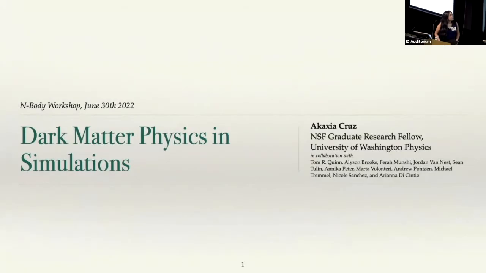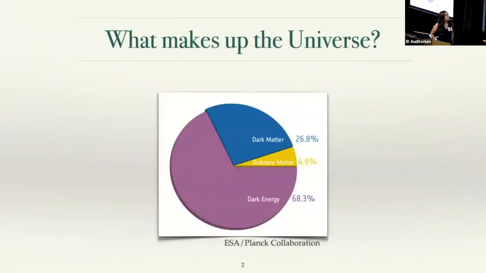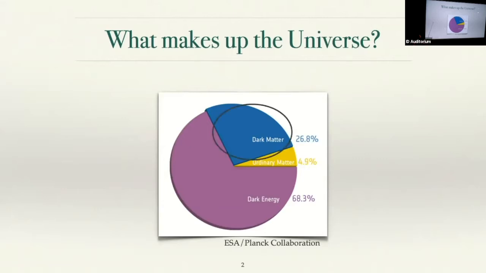So I'm going to be talking about dark matter physics in simulations. I'm going to start with the question of what makes up the universe. I know that you all have seen this figure before from Planck. All of the talks that we've heard about so far are some fraction of this ordinary matter, what's called baryonic matter in the astrophysical community. But what I'm going to spend my time talking about is this larger part of the matter in the universe, so 85% of the matter, not the matter and energy: dark matter.